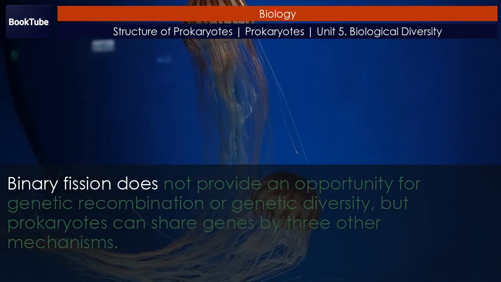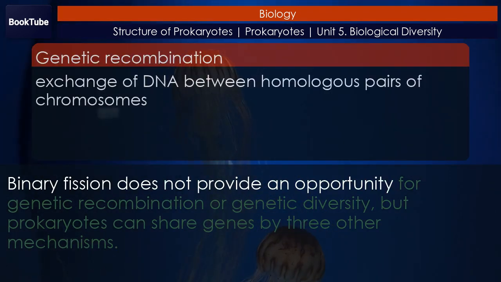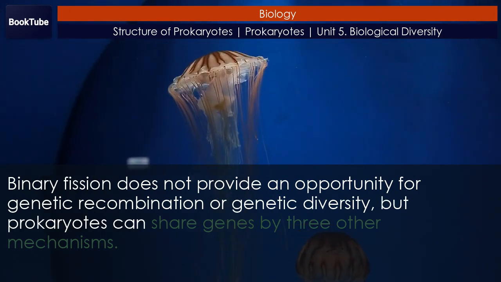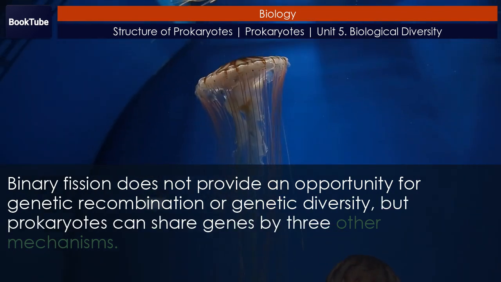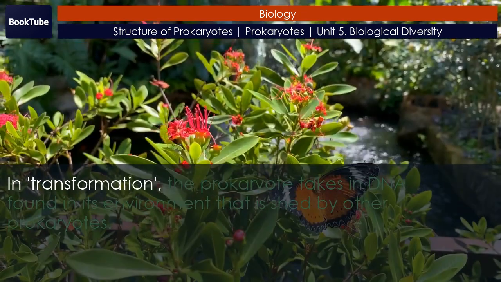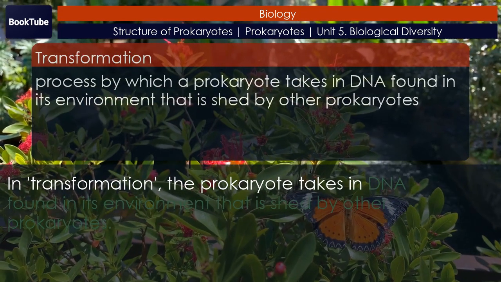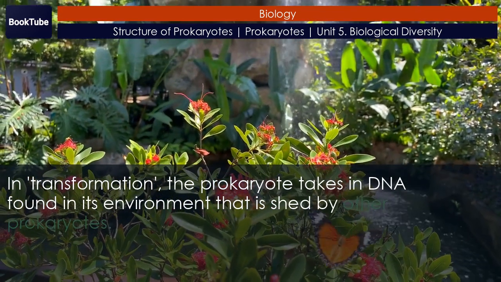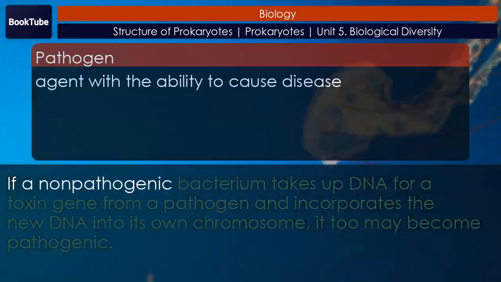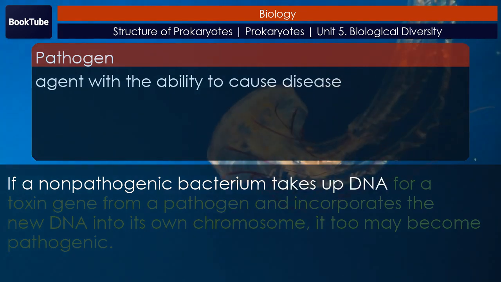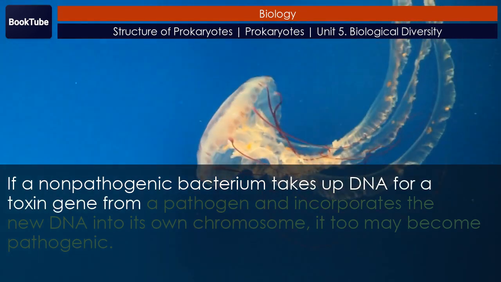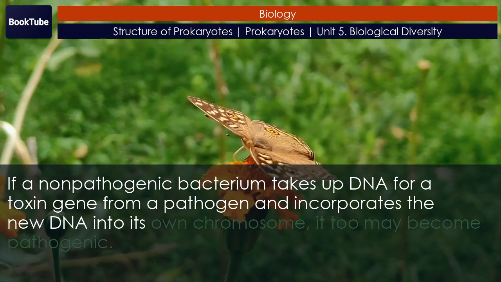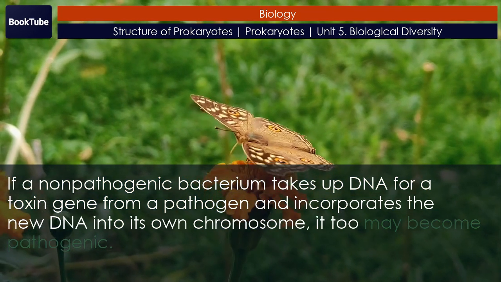Binary fission does not provide an opportunity for genetic recombination or genetic diversity. But prokaryotes can share genes by 3 other mechanisms. In transformation, the prokaryote takes in DNA found in its environment that is shed by other prokaryotes. If a non-pathogenic bacterium takes up DNA for a toxin gene from a pathogen and incorporates the new DNA into its own chromosome, it too may become pathogenic.